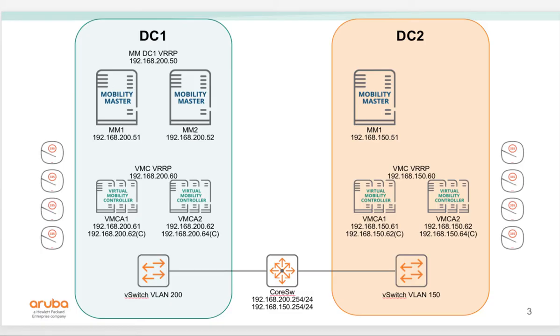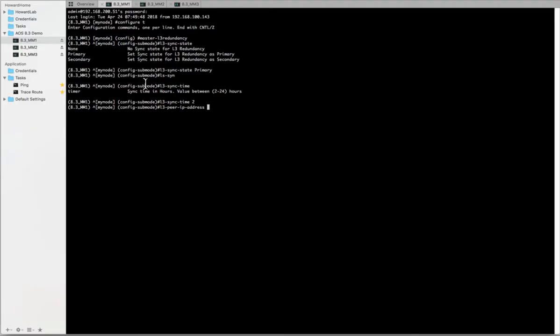The third command that we need to do is define the peer IP address, which, if we look back at our drawing, is going to be 192.168.150.51. This is going to be the mobility master in the DC2 environment. It's also going to ask for an IPsec key, which we'll just go ahead and enter as this. Once that's done, I'm going to do a write mem. So this is all that we need to do on the first mobility master.